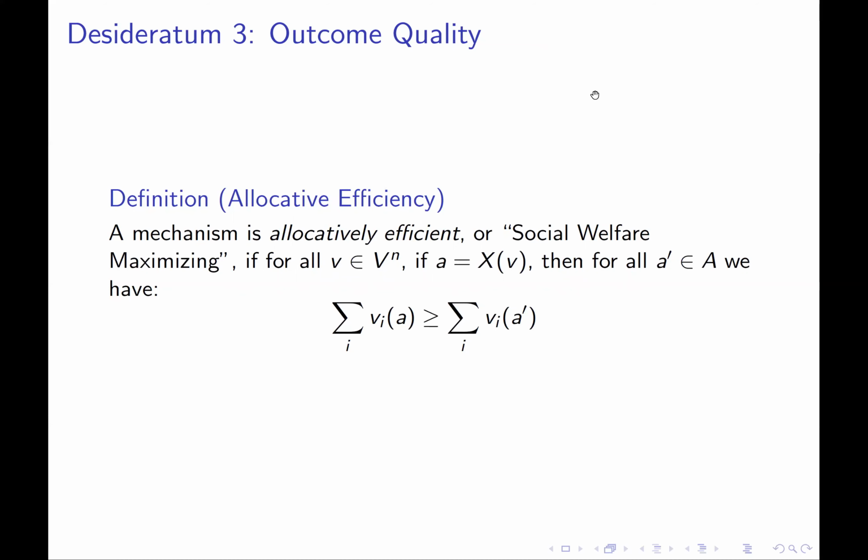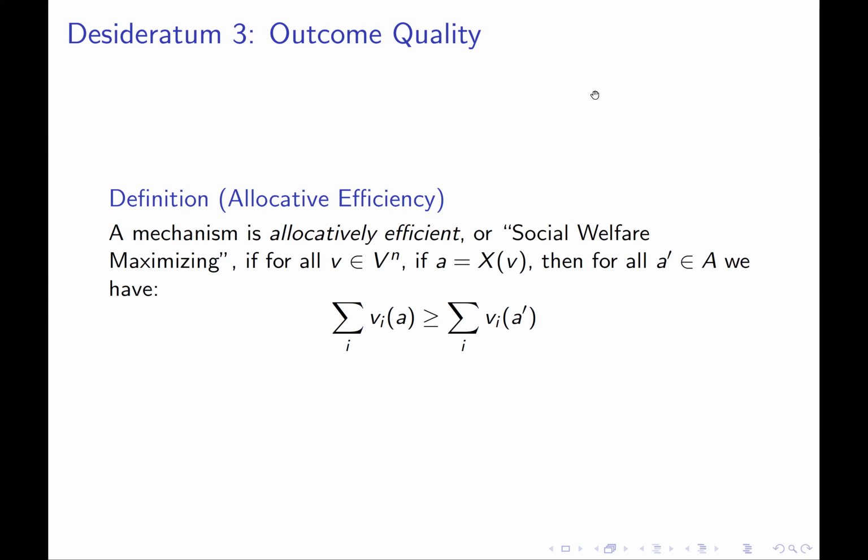And we'd actually like to design a mechanism that chooses a good outcome, right? Like, we could always choose a random outcome and ignore the reported valuation functions, and that would be dominant strategy incentive compatible, but it wouldn't choose a good outcome. And so we might also want allocative efficiency, or in other words, we'd want our mechanism to be social welfare maximizing.